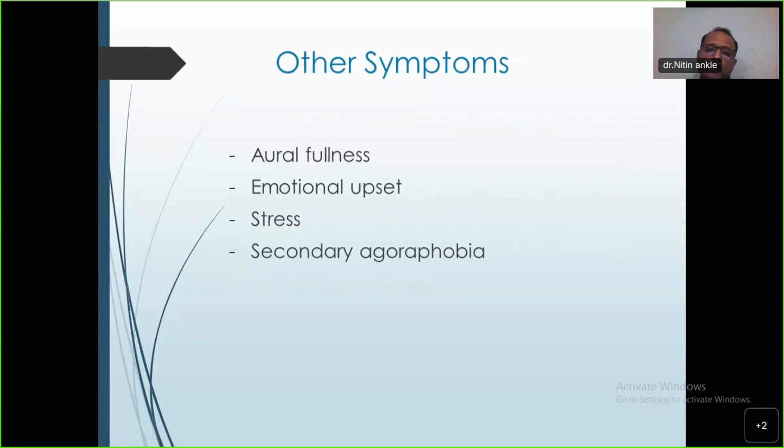Apart from the other symptoms like aural fullness, the patient will obviously have emotional upset, stress, and secondary agoraphobia. This agoraphobia is nothing but the fear of open spaces. This happens because the patient knows anytime he might have that particular episode of vertigo, and he's scared to go outside or into open spaces, because if the vertigo starts, he knows he's totally debilitated and will not be able to walk and go around. So this agoraphobia is there, and many times the emotional upset is so severe that he might end up with depression and even suicidal tendencies also.